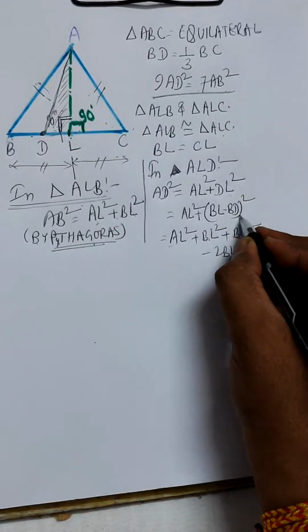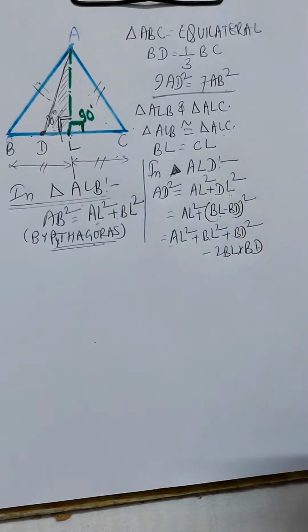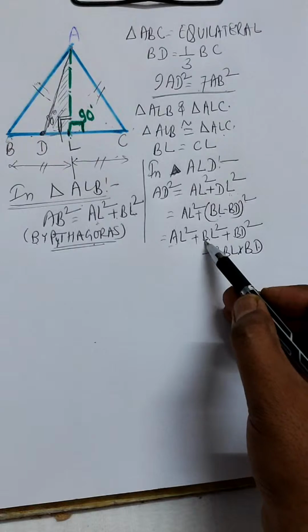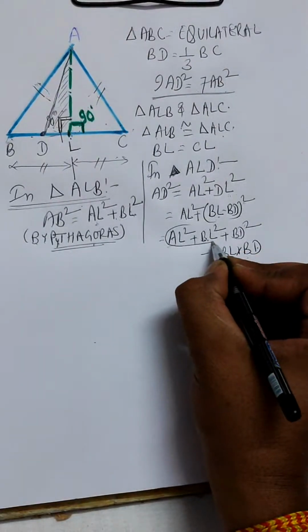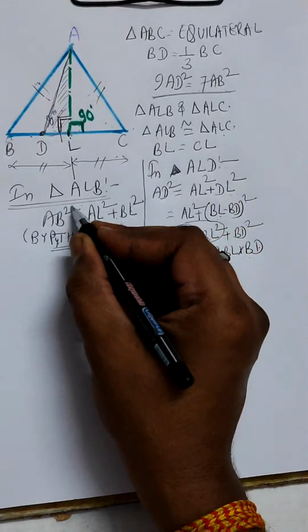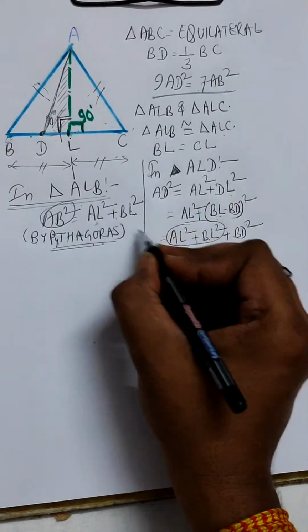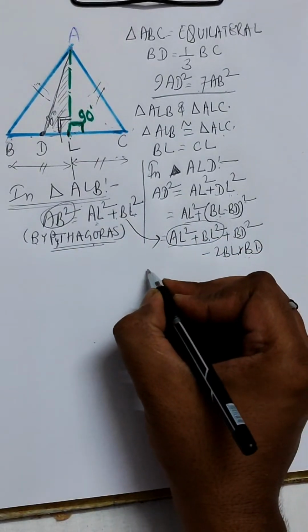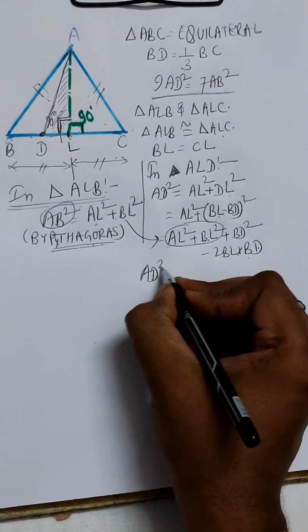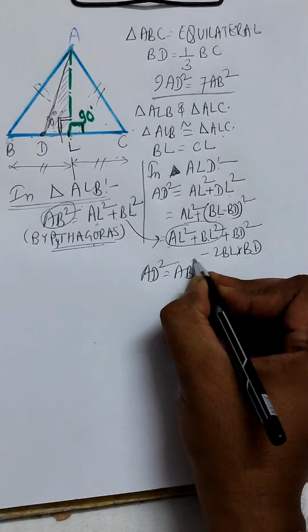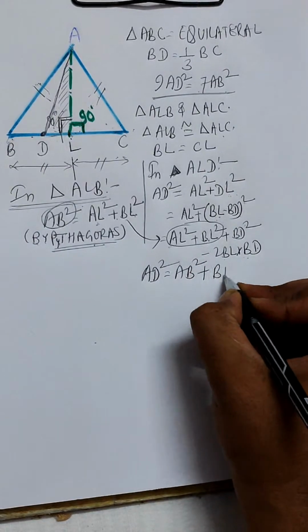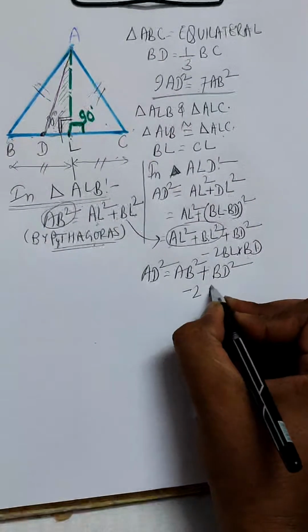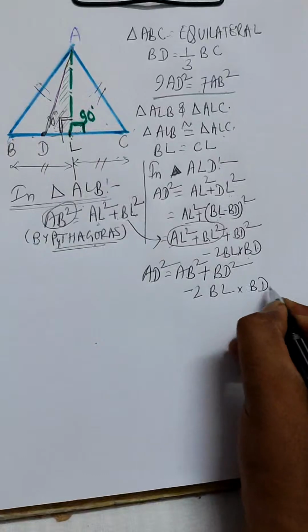We just expand using the formula of A minus B whole square. It is A square plus B square minus 2AB, right? Now, what we will do? You can see in place of AL square plus BL square, we will be using AB square. So just substitute this value over here. This will give you AD square equal to AB square plus BD square, right, minus 2 times BL into BD, right?